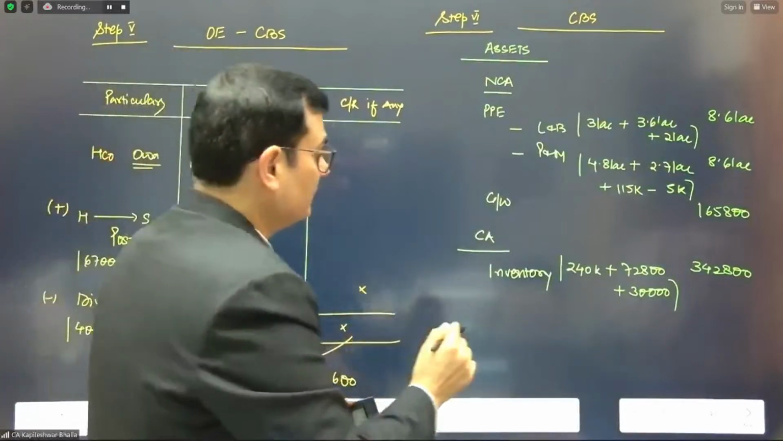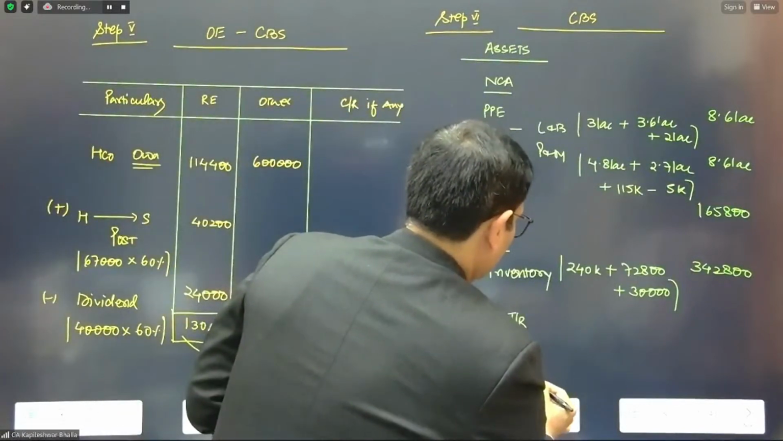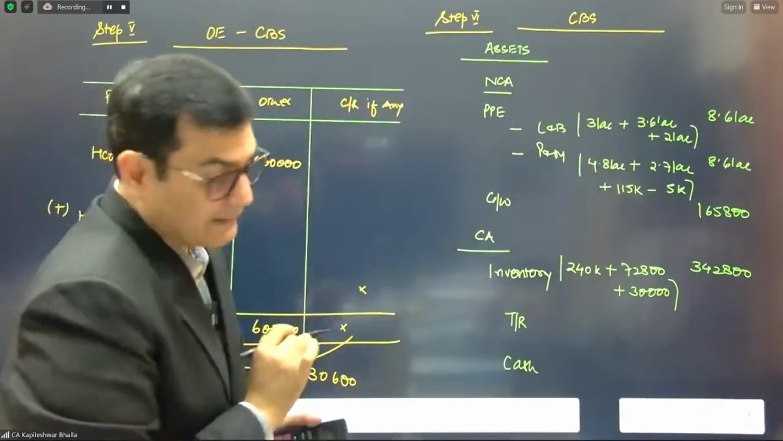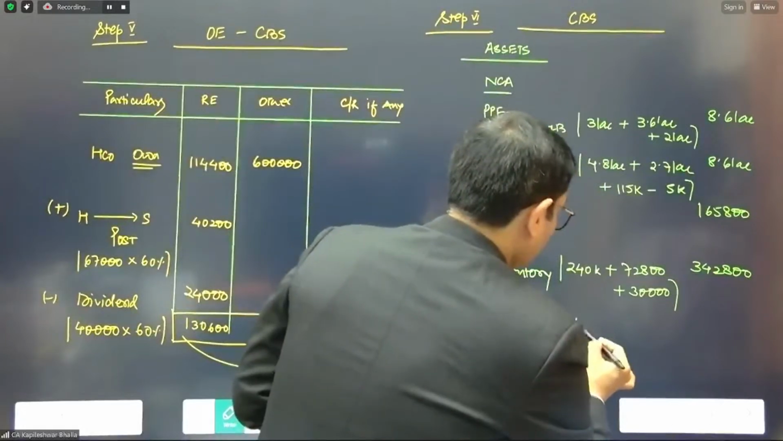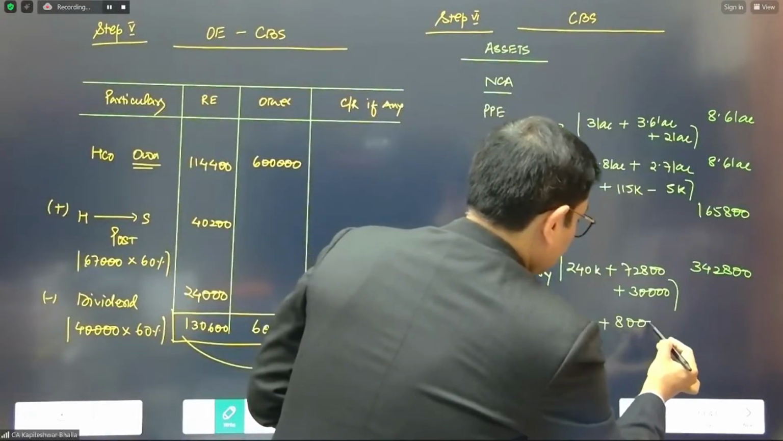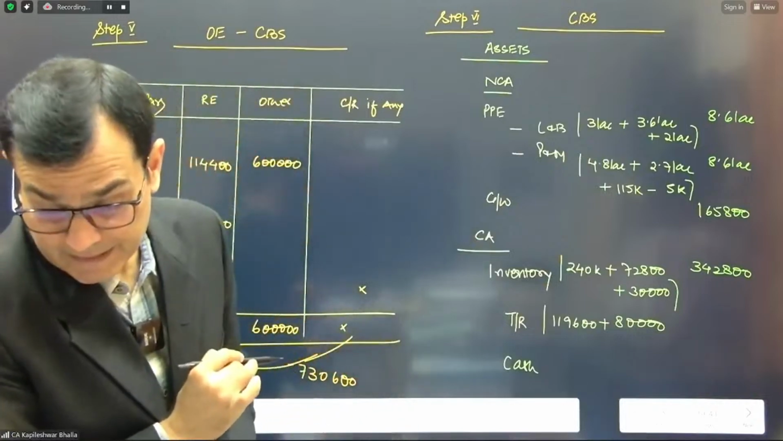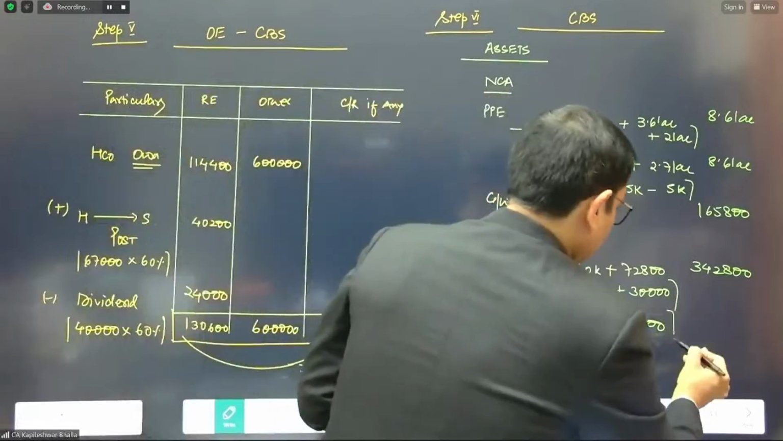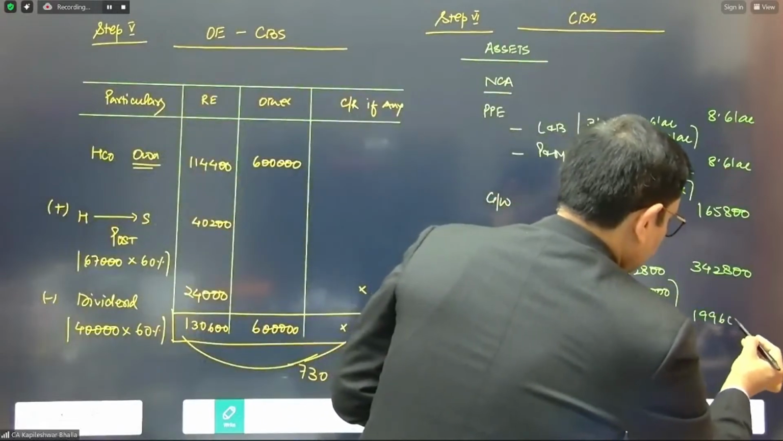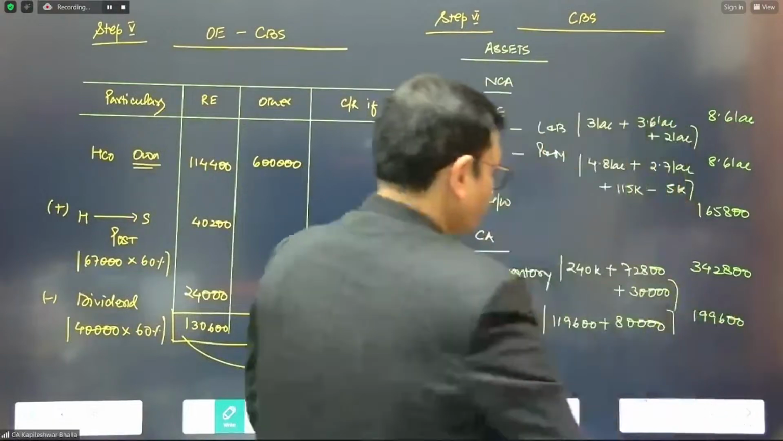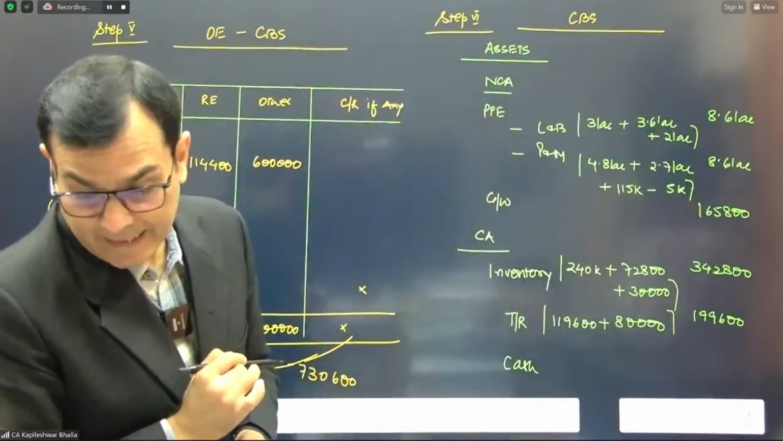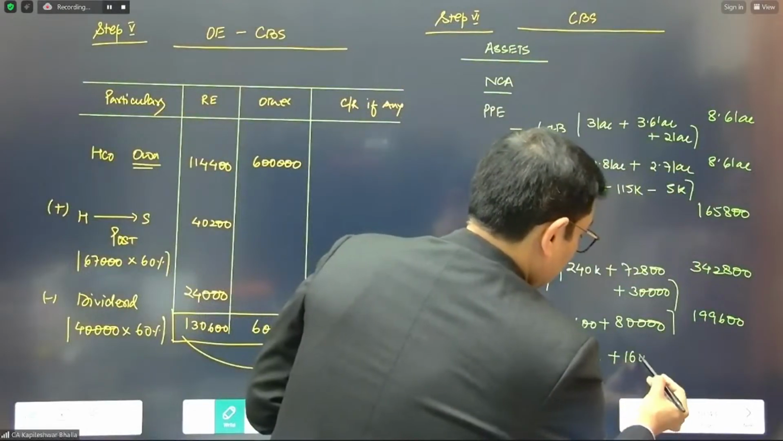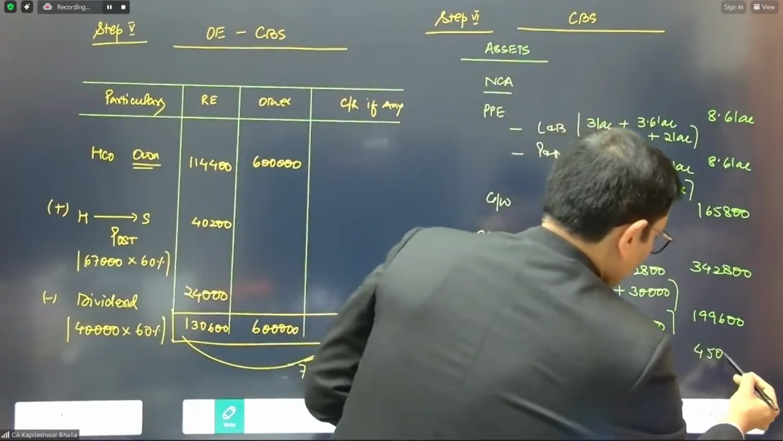Next, we are given trade receivables and then cash. So in terms of the trade receivables, the trade receivable is 1,19,600 for the parent, and it is 80,000 for the subsidiary. So 1,19,600 plus 80,000, and there is no fair value adjustment for trade receivables, no intercompany owings. So 199,600 becomes the trade receivable. And then there is cash which is 29,000 and it is 16,000. So the total becomes 45,000.